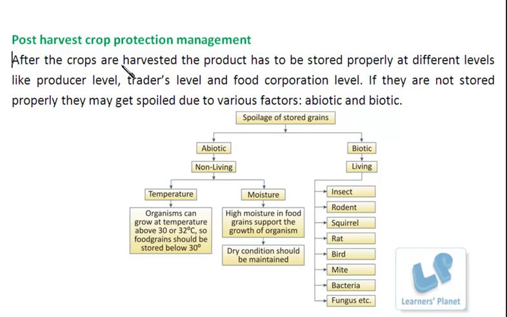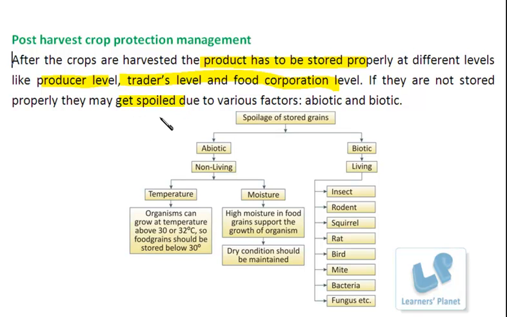See, once the crops are harvested, the products obtained are stored. Now they are stored at different levels, of course, like at the producer level itself. Meanwhile, the product is protected, or stored, by the producer itself. Then it is transferred to the trader, and then to the food corporation level. So depending on the level and the time for which the product has to be stored, the protection management is practiced in different ways. And if this storage is not done properly, the food item may get spoiled.